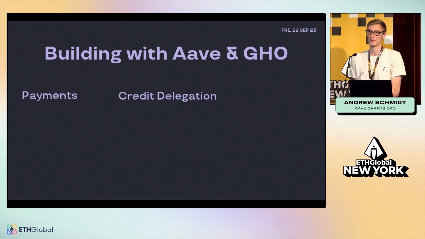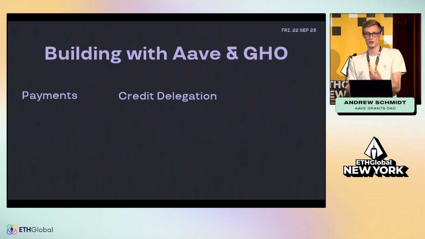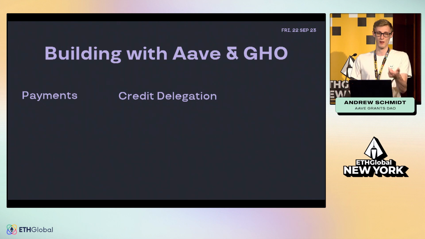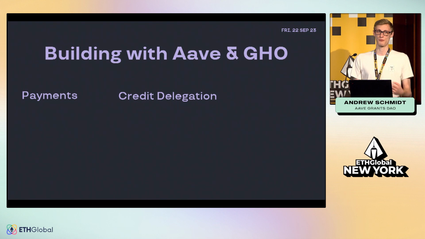Second would be credit delegation. Credit delegation is a feature of the Aave protocol, which essentially allows one user to take collateral and grant another user the ability to borrow against that collateral. And this is useful for a lot of different use cases. Probably the two most common ones that come to mind are social applications, where one address is able to perform an action with another address that they trust, a user that they already trust on chain.